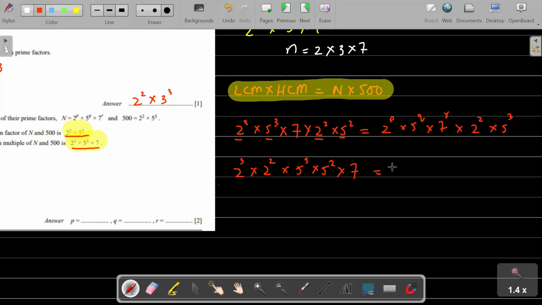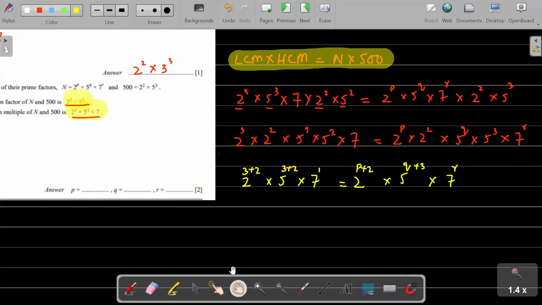When you have a solid grip, then you can skip that step. So 2 raised to power p times 2 raised to power 2 times 5 raised to power q times 5 raised to power 3 times 7 raised to power r. Now the base is the same, so the power is going to add up, and we will write this as 2 raised to power 3 plus 2 times 5 raised to power 3 plus 2 times 7 raised to power 1, and it equals 2 raised to power p plus 2, same way 5 raised to power q plus 3 times 7 raised to power r.